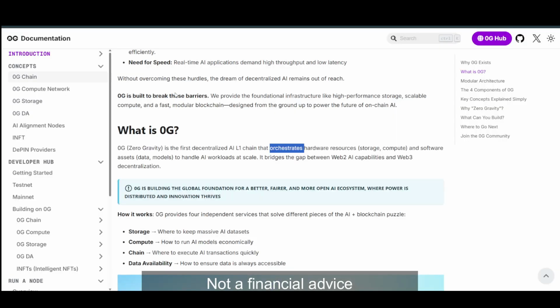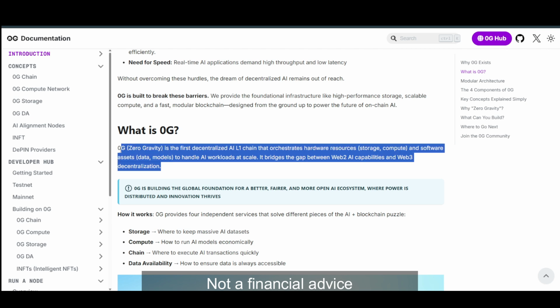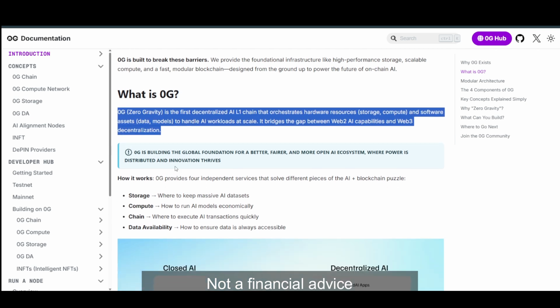Now, if we look at what 0G is, basically it is Zero Gravity. It is the first decentralized AI layer 1 chain that basically uses hardware resources such as storage, compute, and software as its data models to handle AI workloads at scale. It bridges the gap between Web2 AI capabilities and Web3 decentralization. Again, this seems like another AI project that is built around storage.